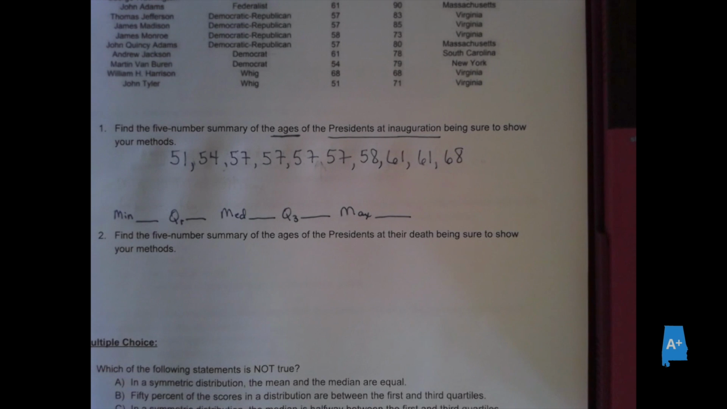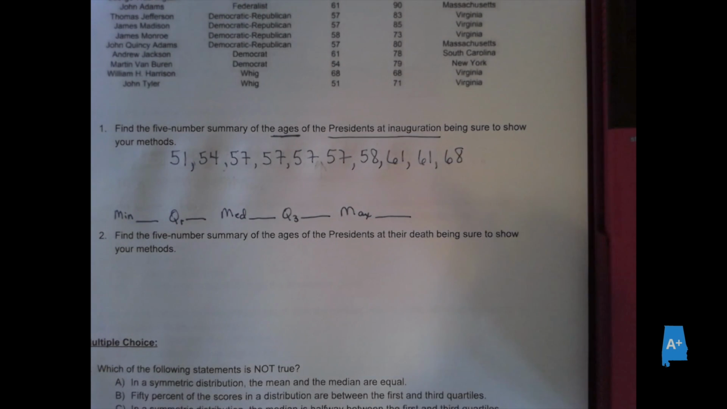All right. So now we've got this kind of ready to go. We've got our inauguration ages written down in chronological order, in numerical order, ascending order, if you will. And we have our 5 numbers we're going to go find. And we're going to go find these by hand first, and then we're going to use the calculator to make sure that we've done this correctly. Okay, a quick check.